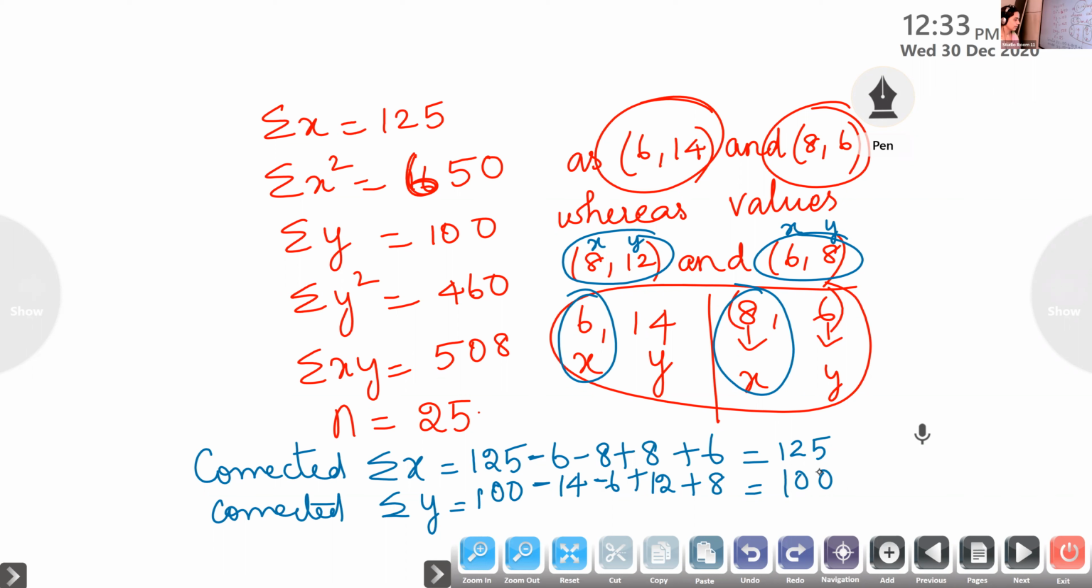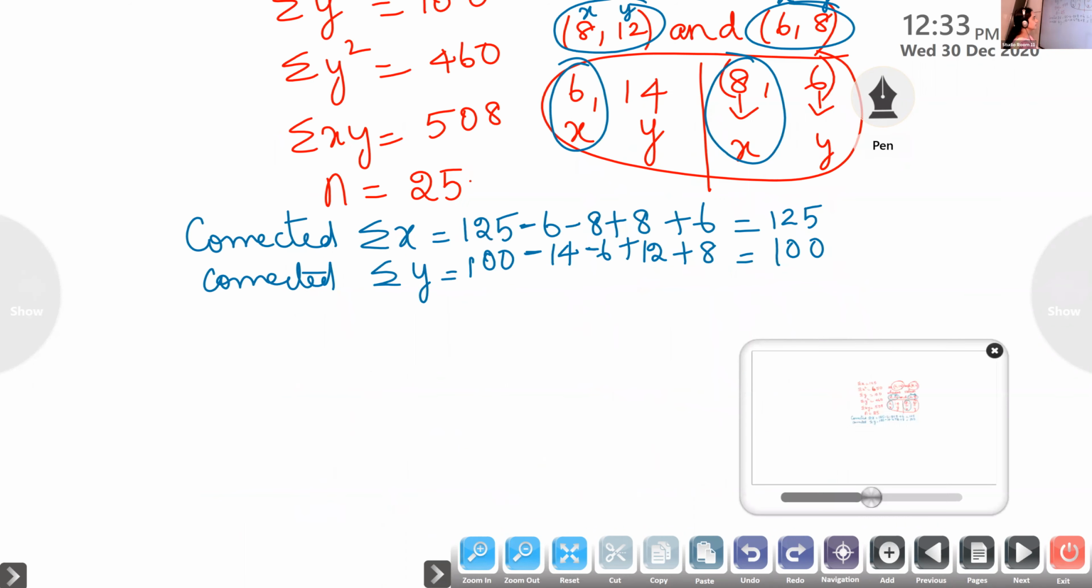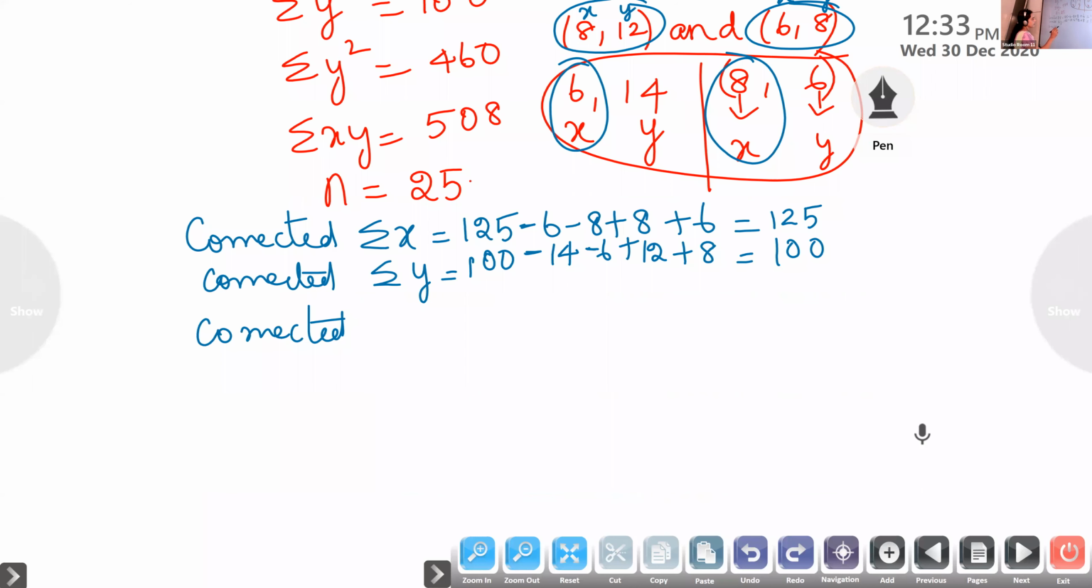Then what is corrected sigma x square? What will be corrected sigma x square? X square, isn't it? So wrong square values we should remove and corrected square values we should add. So what will be corrected sigma x square? So from sigma x itself you can write, children. Here itself you can check it and you can write. Instead of x, we should square it and add, and square it and subtract.